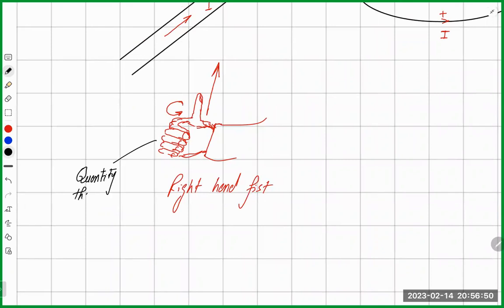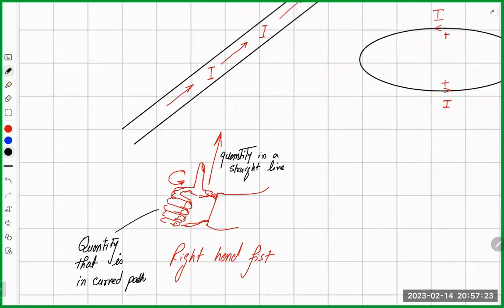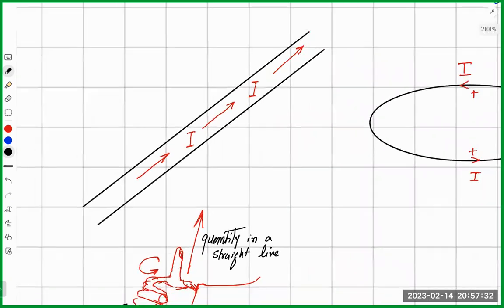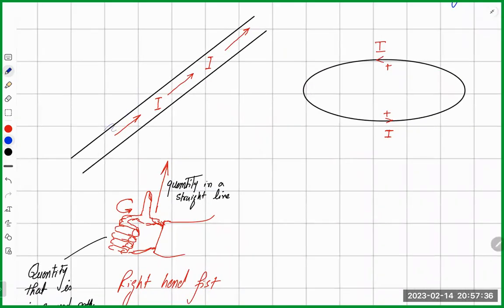Fingers represent a quantity that is in a curved path, and thumb is pointing along the quantity in a straight line. So in the first case, the current will be represented by the thumb. Why? Because in this case, current is going in a straight line, and your fingers will tell you the direction of the magnetic field around.